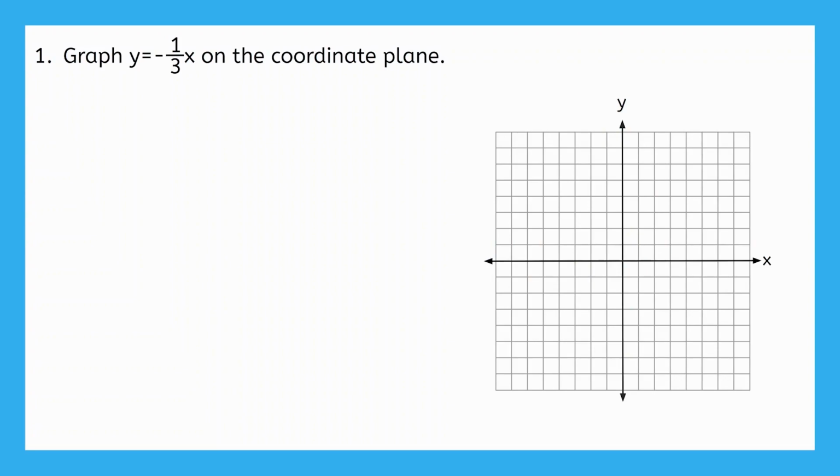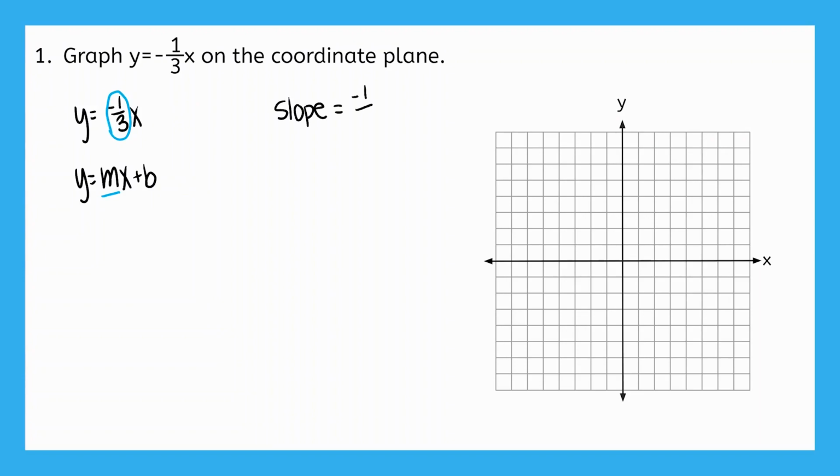Our example problem says to graph y equals negative 1/3 x on the coordinate plane. Okay, no problem. I just need to identify my slope and my y-intercept from my equation. If I compare my equation to y equals mx plus b, then I can see that m, or the slope, is negative 1/3.